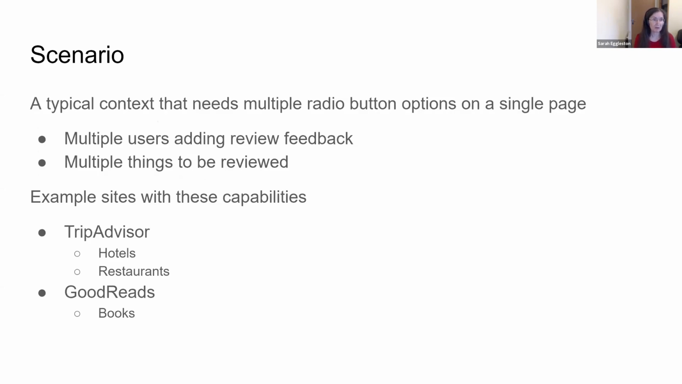Right, so a typical context where you end up wanting multiple radio button options on a single page is where you're reviewing feedback. So you've got multiple users, multiple things to be reviewed. And so if you're thinking Tripadvisor, Goodreads, these kinds of sites, you'll often see loads of things listed side by side.